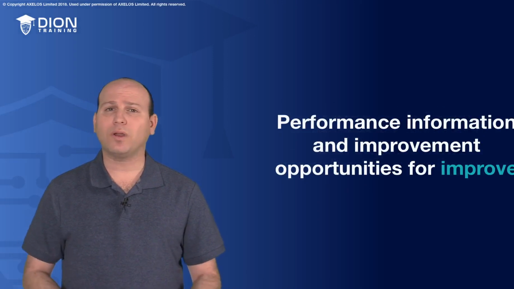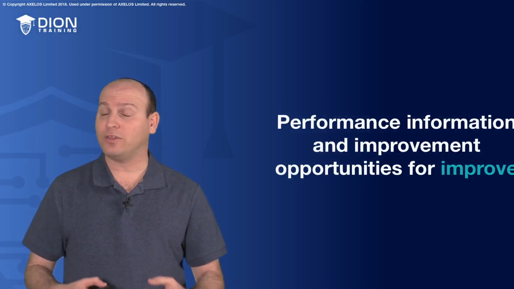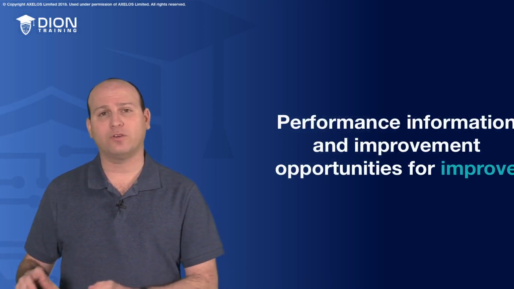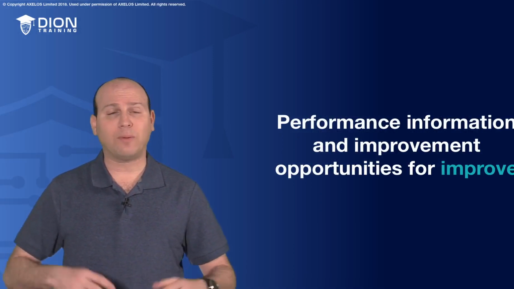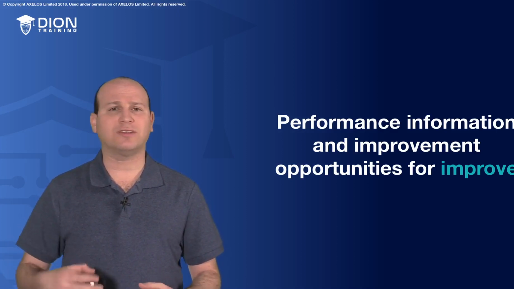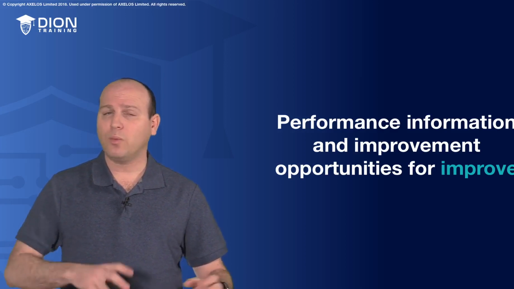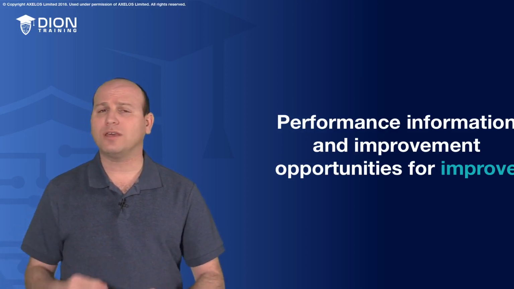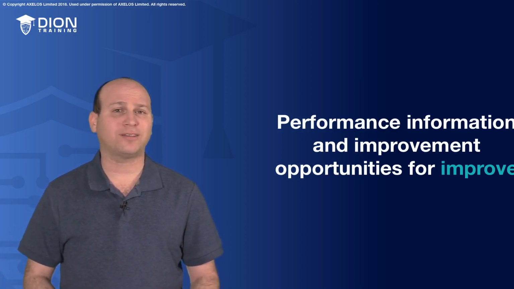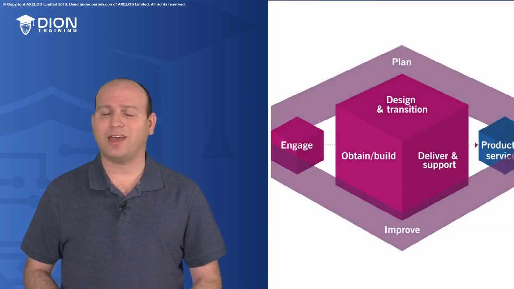And finally, we want to make sure we're getting performance information and improvement opportunities out of design and transition and back over to Improve. As we go through and we design and build something, we're going to find out that, hey, when we tried to design X system, we had problems 1, 2, and 3. We'll pass that over to Improve so they can come up with ways for us to improve our processes and make it more efficient.